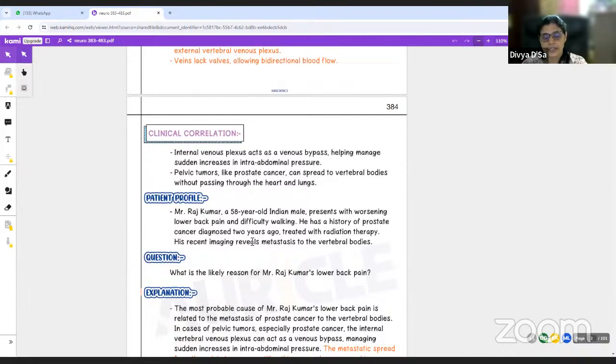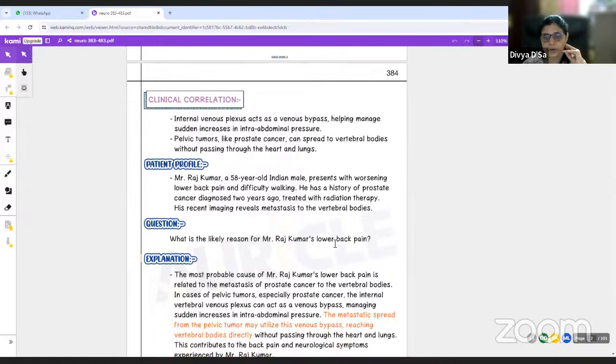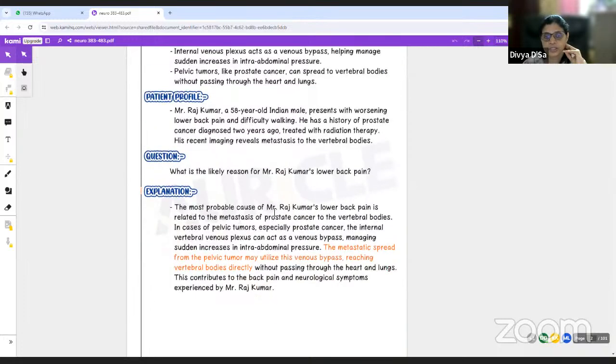So, case history here. Mr. Rajkumar, a 58-year-old Indian male, presented with worsening lower back pain and difficulty walking. He had a history of prostate cancer diagnosed 2 years ago, treated with radiation therapy, and his recent imaging reveals metastasis to the vertebral body. So what is the likely reason for Mr. Rajkumar's lower back pain? Here he has lower back pain, difficulty in walking, and a history of prostate cancer, right? So the cause is related to the metastasis of prostate cancer to the vertebral bodies.